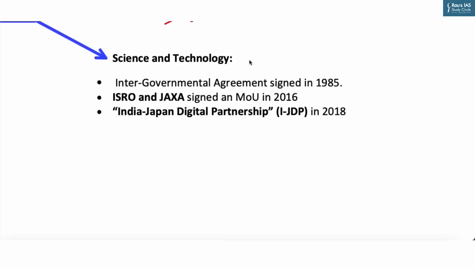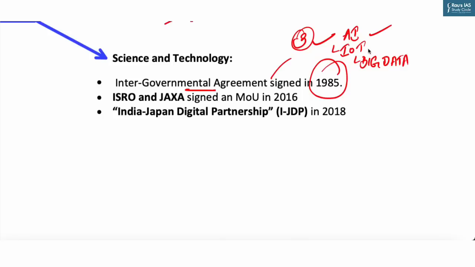Now, bilateral science and technology cooperation was formalized through an intergovernmental agreement signed in the year 1985. Recent initiatives include the establishment of three India-Japan joint laboratories in the areas of artificial intelligence, IoT, and big data. Further, ISRO and JAXA signed an MOU in the year 2016 to pursue future cooperative activities in the use and exploration of outer space exclusively for peaceful purposes.